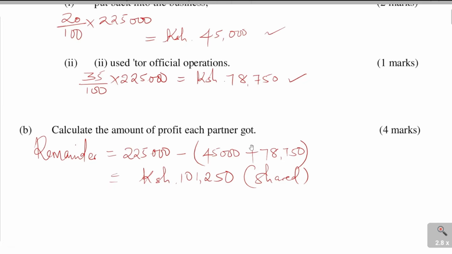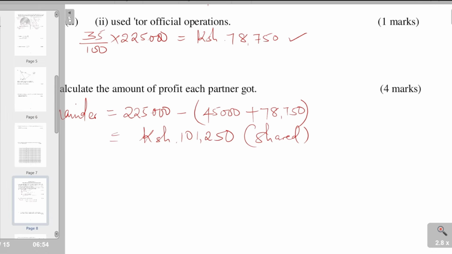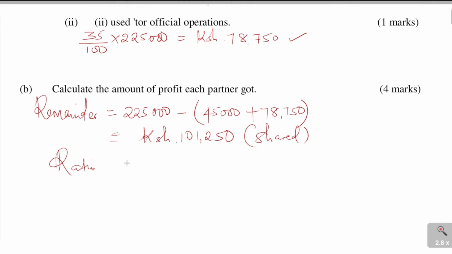So we need to get the ratio of the contribution, that is Anthony ratio Beatrice ratio Charles. This is 120,000 and 180,000, and this is 240,000. So when you simplify this fraction, you'll get 12 ratio 18 ratio 24, when you divide everything by 10,000.